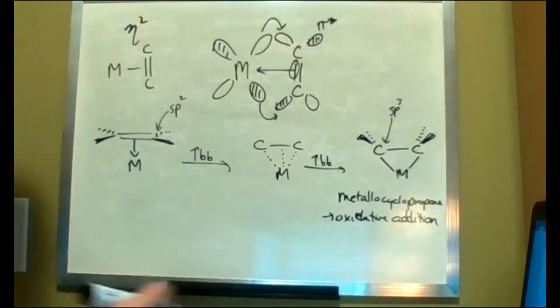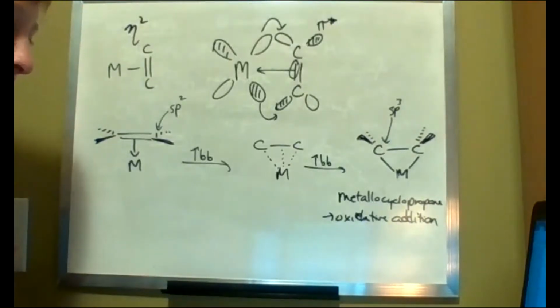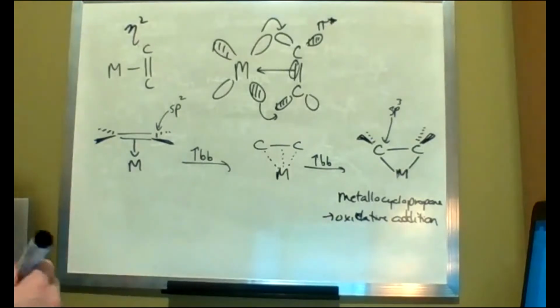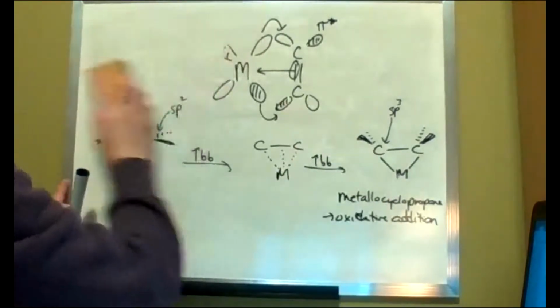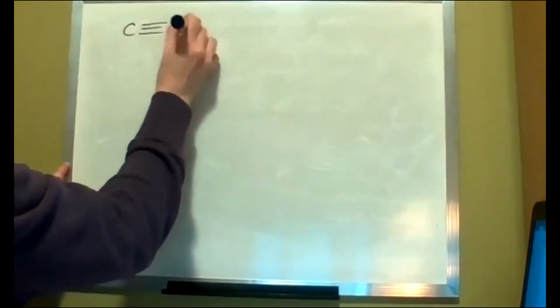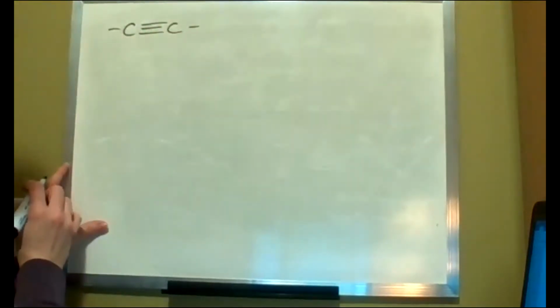So now let's move on to metal alkynes. And maybe I'll go back to the notes in a minute. Let's talk about the alkynes first. Then we'll go look at the pictures that you guys have in your notes. Okay, so an alkyne is going to be a carbon with some form of triple bond.